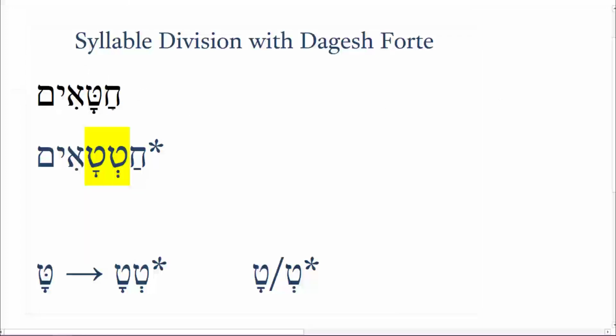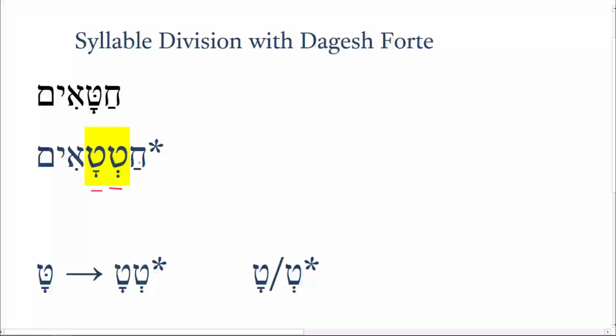So notice that it has a dagesh forte. And that's that dot in the middle of the letter right there. That's a dagesh forte, and what that is the equivalent of is doubling that letter. So I've got this asterisk here to show that this would never be a real Hebrew word. What the dagesh forte is doing is, this letter is a tet, so we have a tet with a silent schwa, and then we have another tet, and it has the vowel, in this case a komets.